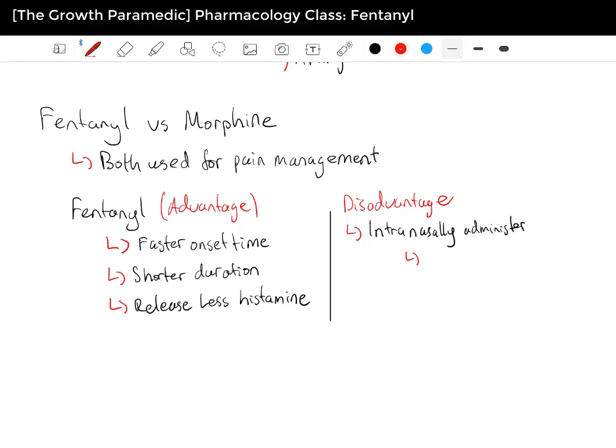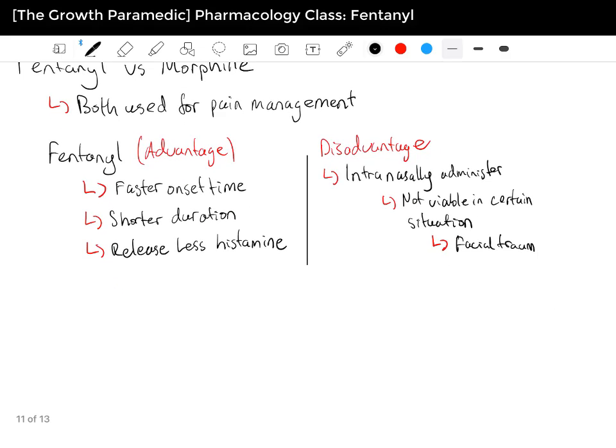Which then means that it's not viable in certain situations. And obviously if that's the case, then you already know that you're just going to use morphine. But again, that limited access or administration route to a patient means that of course there'll be some times you just can't give it. So facial trauma.